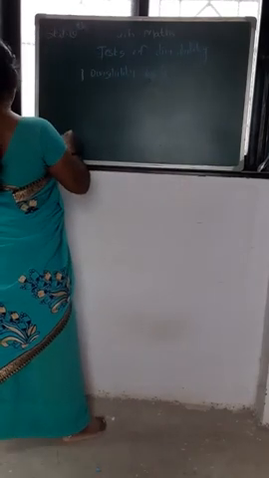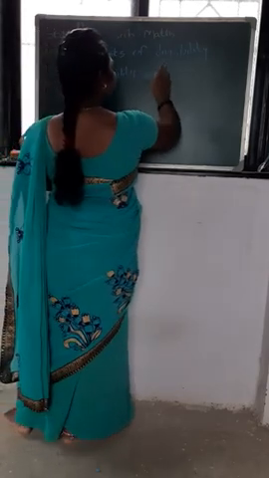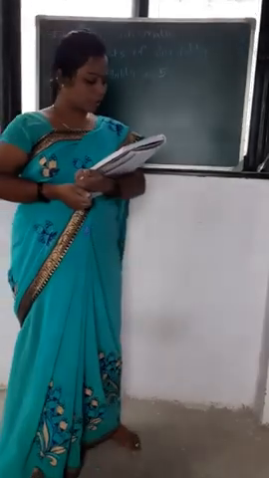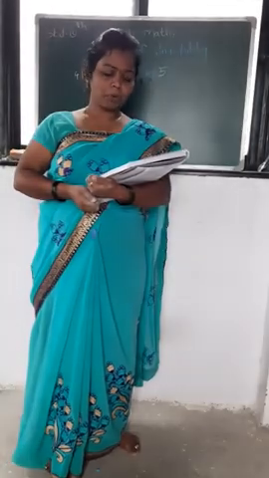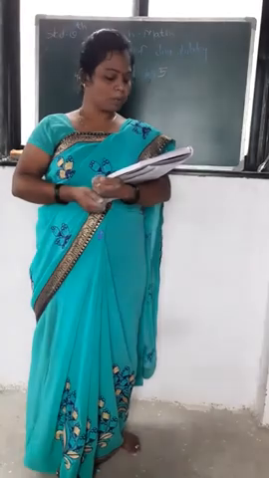Next, the fourth property is divisibility by 5. In this test, a number can be exactly divisible by 5 if its ones place digit is 0 or 5.